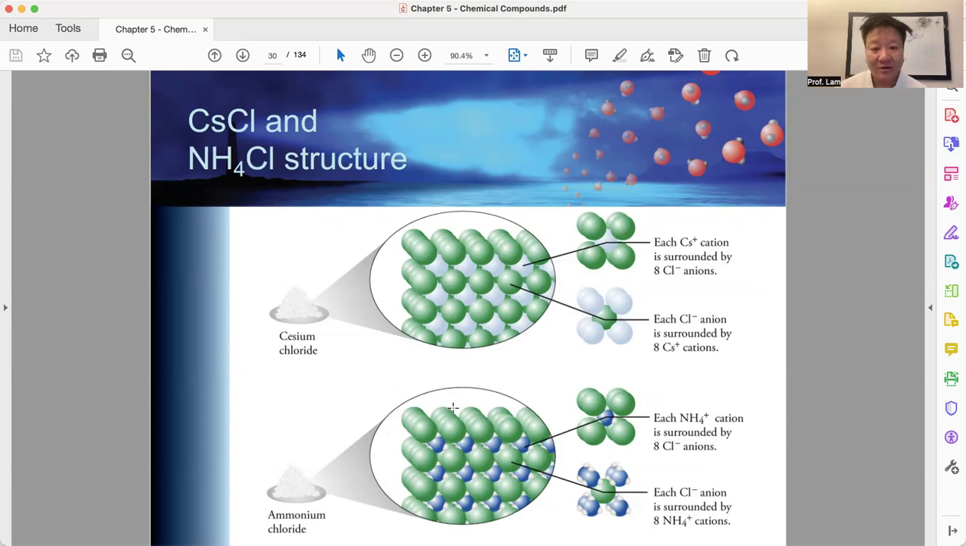So NH4Cl structure, for example, NH4 is a collection of the cation. So NH4 is plus, which cancels out the Cl minus. Cl minus is the anion, right? And so you have a plus and a minus, so they come together to make an ionic compound.